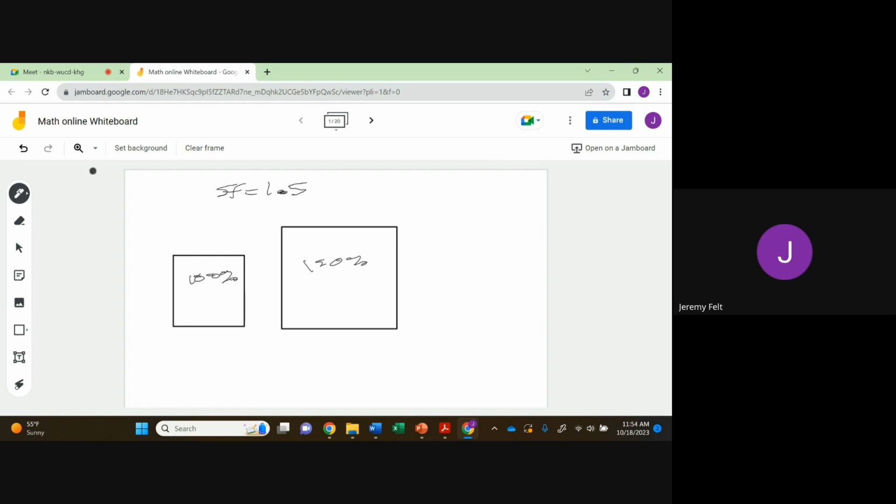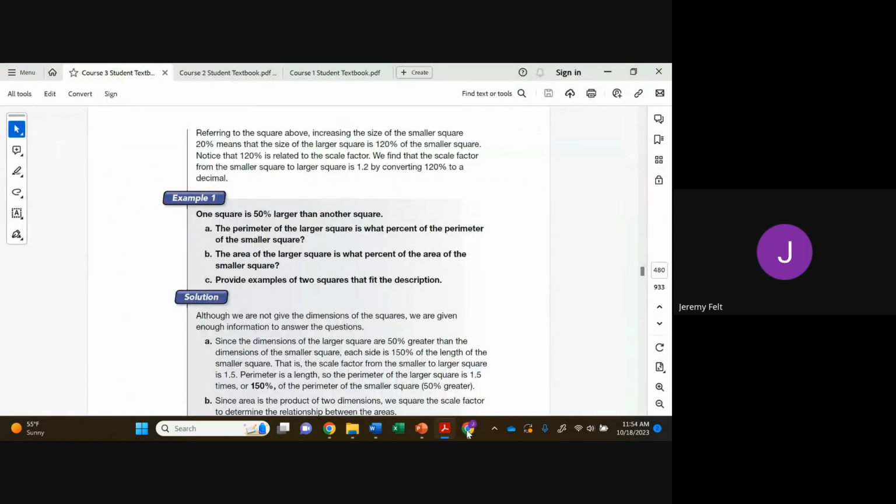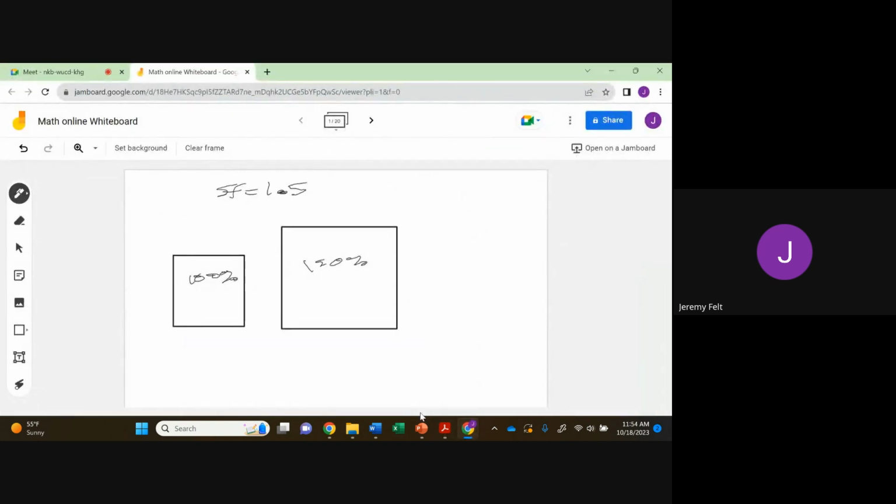So our scale factor is 1.5. So we want to know the effect on the perimeter and area, and we're doing an example right now. When we're looking at squares, we know all the sides are equal. So I always start with the easiest number. We're probably making our sides 1, 1, 1.